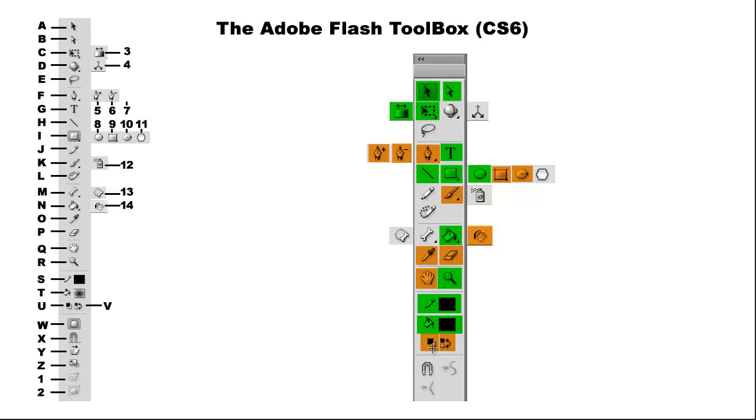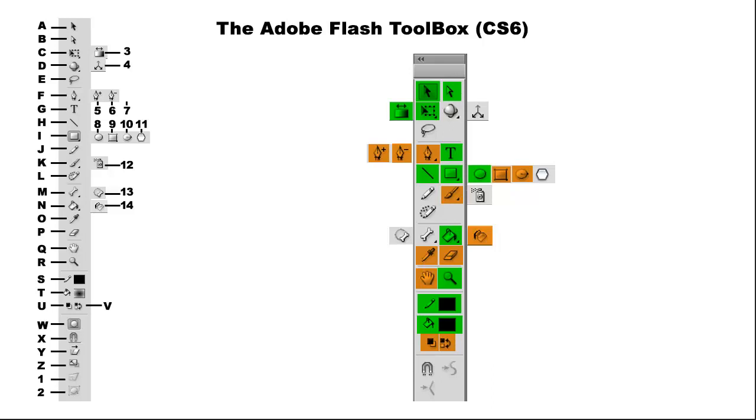And then there are two options here for the fill and stroke colors. The first one sets the stroke to black and the fill to white. That's handy sometimes. And then the second one will swap those colors. So I use those tools once in a while.